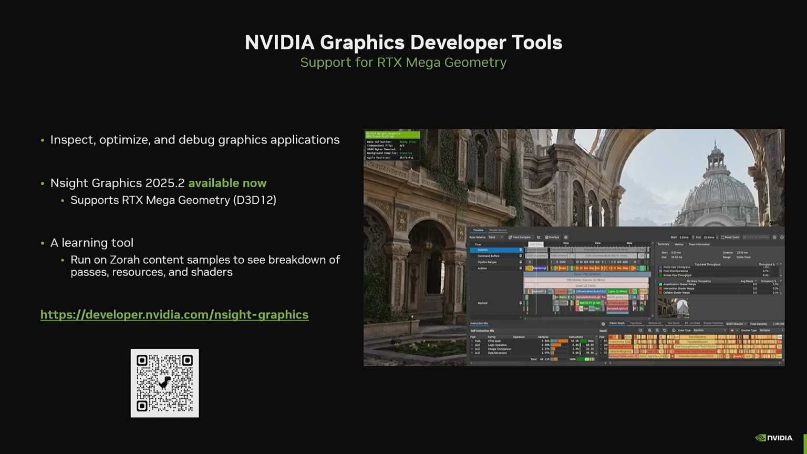Tools. Tools are important, and you can use tools to learn. Insight Graphics 25.2 is available now, and it has initial support for Mega Geometry and D3D12. It's a great way for you to pull the code, pull the samples, run them, and then see a breakdown of the passes, the resources, and the shaders as they execute. So you don't have to just stare at the shader code. You can download the latest version here.